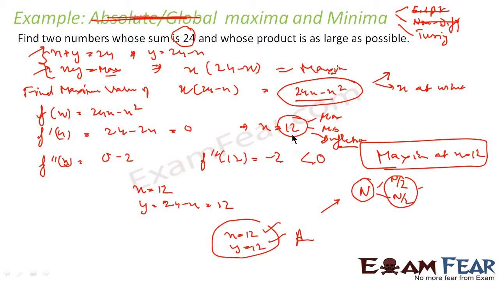I wanted to double check that, so I double differentiated this. I confirmed that x equal to 12 is the maximum, the point at which this function will have the maximum value. And then I got the value of y also, and x and y came out to be 12.